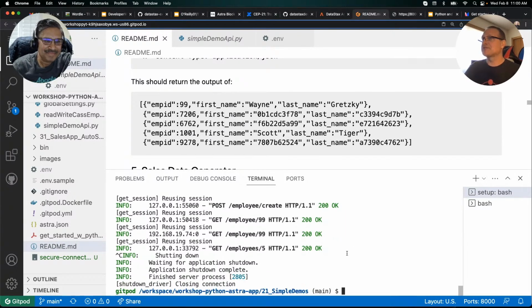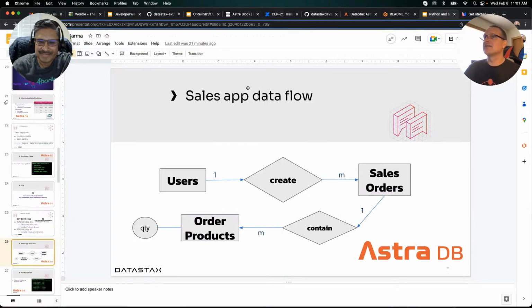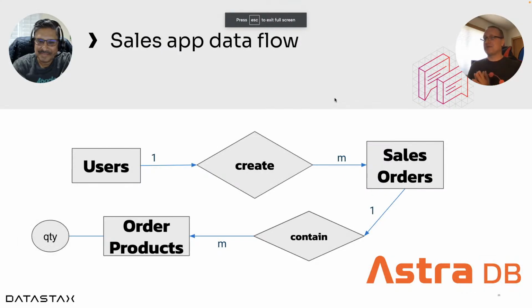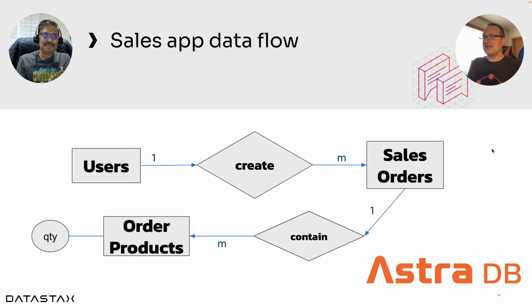All right. Let me shut down my web server here. And then I don't think I need that, so we can jump back. So still talking a little data modeling here, Sarma. But basically, this is the data flow, if you will, of what your sales application looks like. We have users create sales orders, orders contain products, and products have properties on them like quantity and prices and things like that.